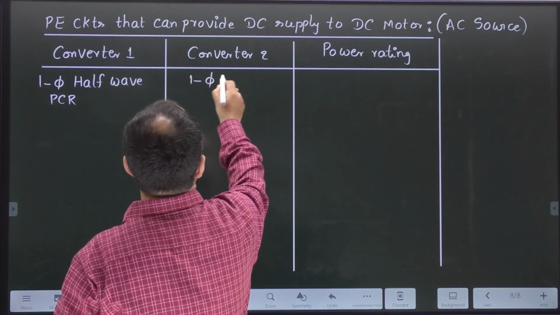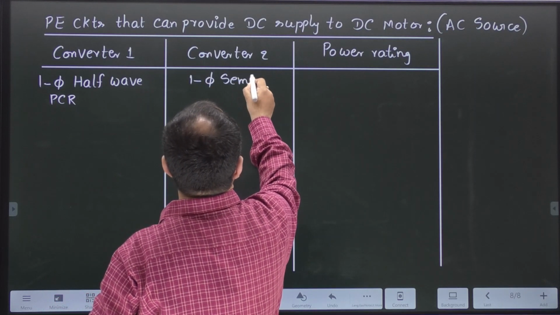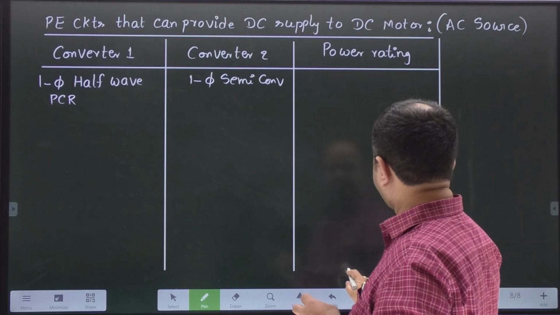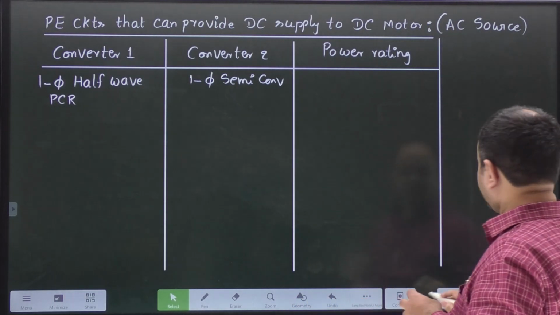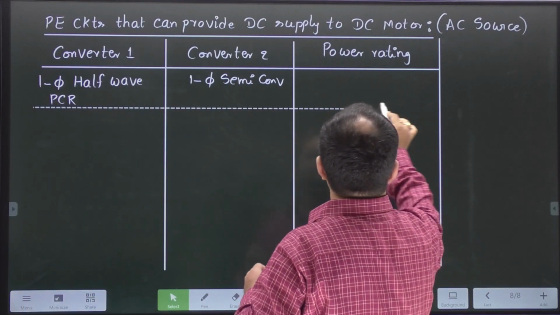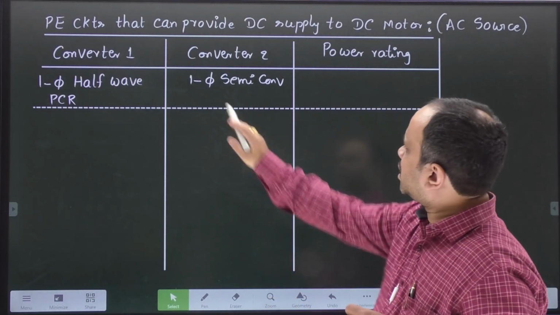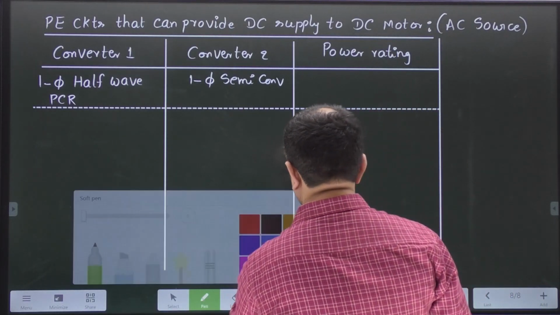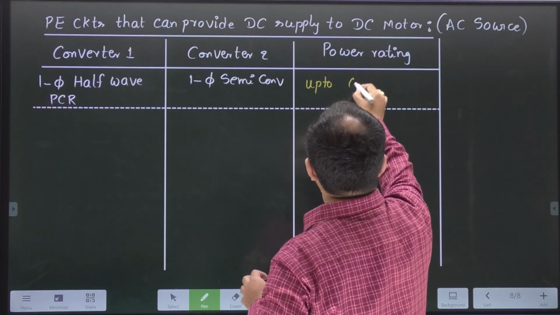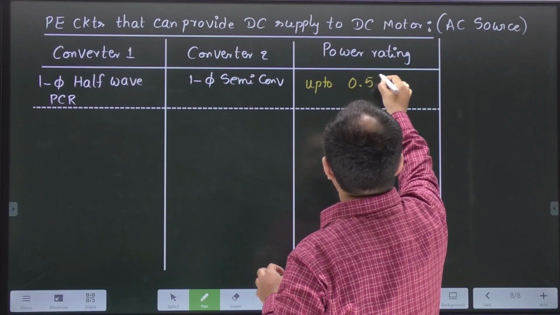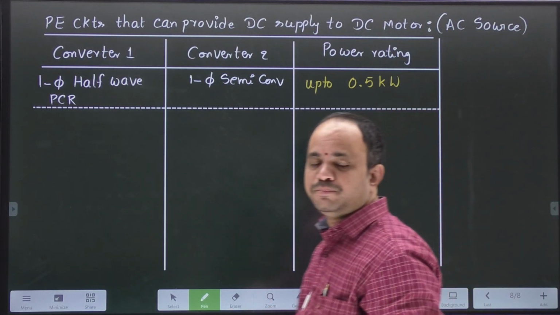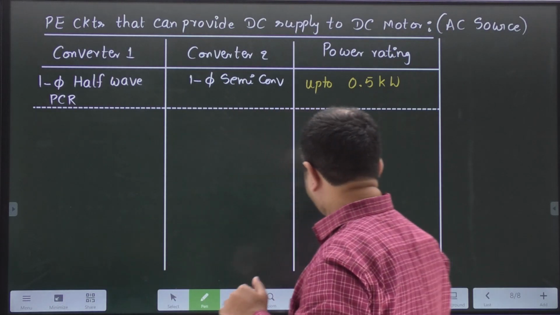And here in the field side, single phase semi converter. Okay, single phase semi converter. So this type of combination can be used for the power ratings up to 0.5 kilowatt. Okay, so this table is very important for our objective exams.